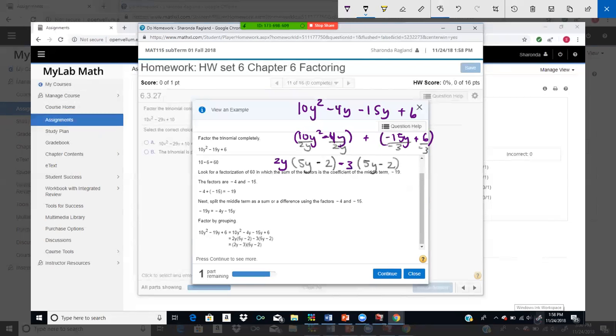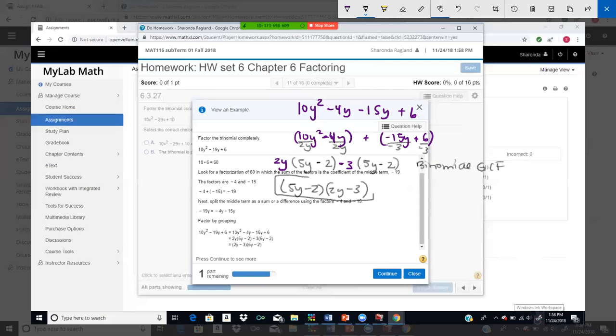So looking at the big picture now, what do they have in common? This is called a binomial GCF because it has two terms. So we're going to pull that out. My factors are 5y minus 2, and I'm left with 2y minus 3. Or if you want to put 2y minus 3 first and then 5y minus 2 second, that's fine. You still get the same thing.